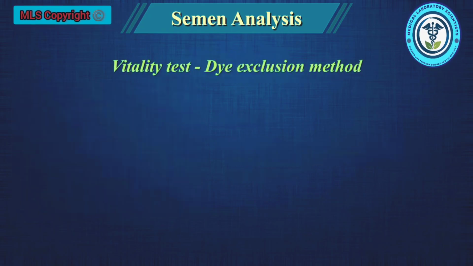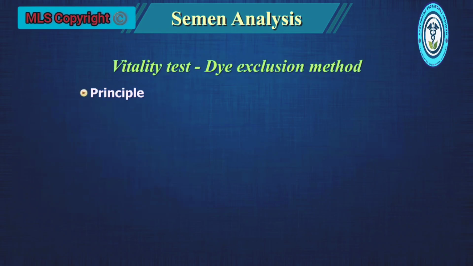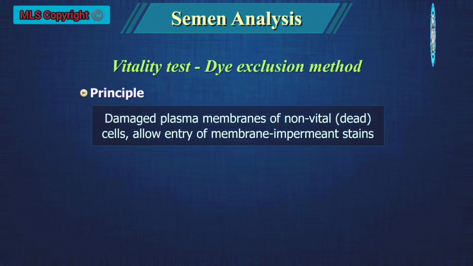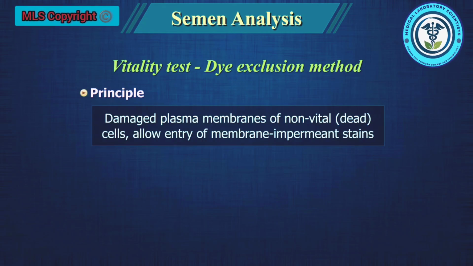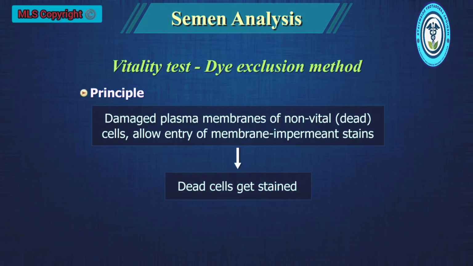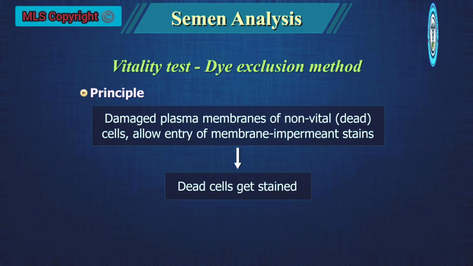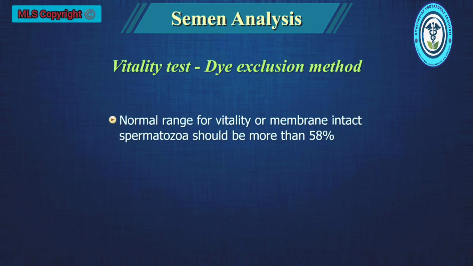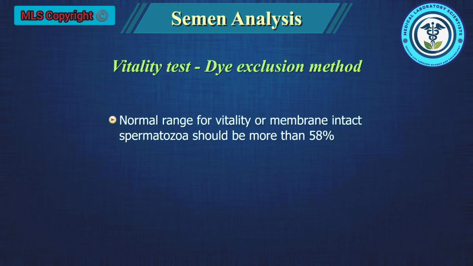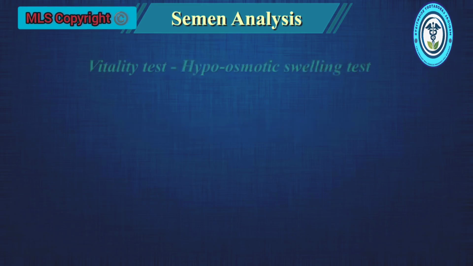The dye exclusion method is based on the principle that damaged plasma membrane of dead spermatozoa allows entry of membrane impermeant stains, coloring them. The live spermatozoa do not take up the stain. The normal range for vitality or membrane intact spermatozoa should be more than 58%.